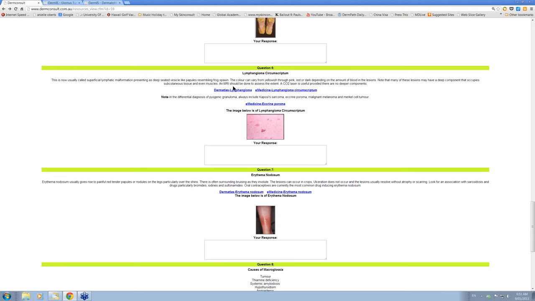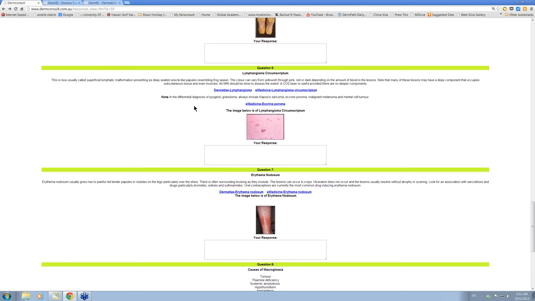Many have a deep component, occupy subcutaneous tissues and even muscles. Certainly an ultrasound and an MRI should be done to assess the extent, and the CO2 laser is useful, provided there are no deeper components. Obviously the CO2 laser is only going to help seal the superficial component. It'll just open up again if there's a significant deep one.